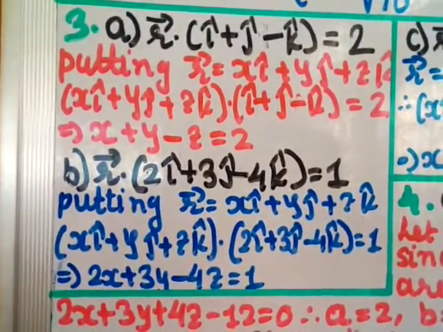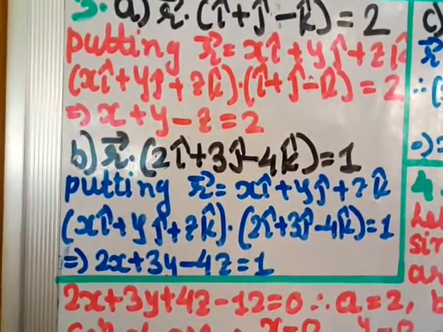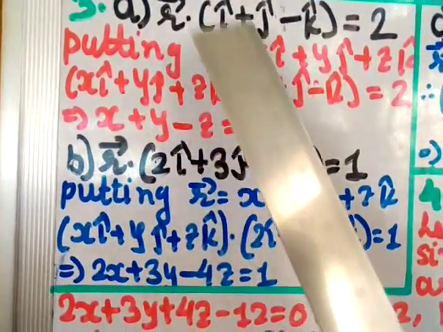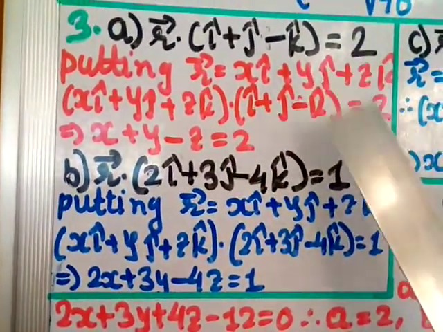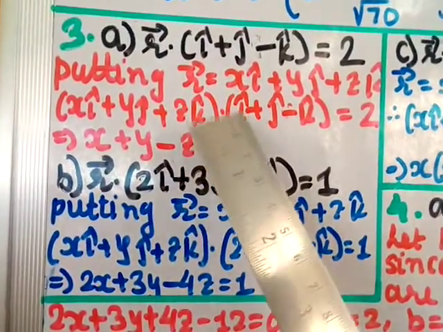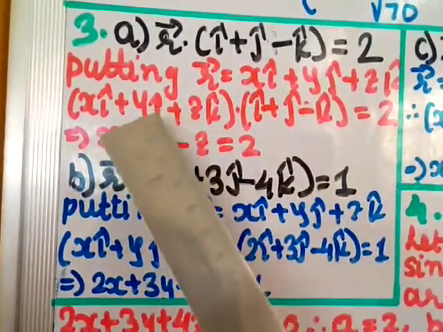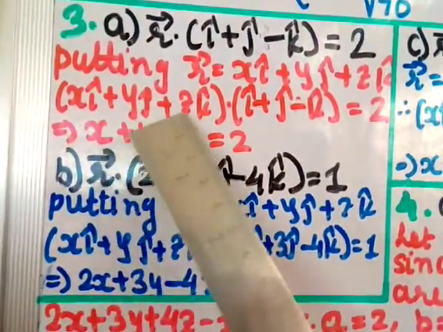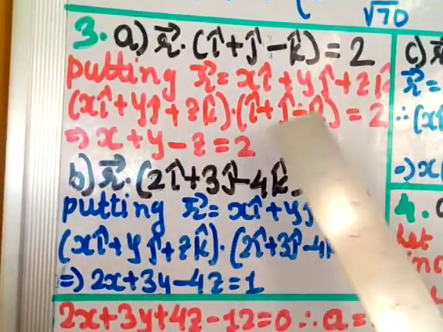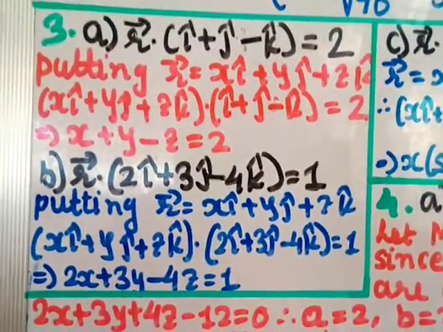Then the position vector of that point we take as x i cap plus y j cap plus z k cap, that is vector r. So we place the value of r here, so we get (x i cap plus y j cap plus z k cap) dot (i cap plus j cap minus k cap) equal to 2. Now you know how to do the dot product. It is x into i dot i is 1, so it is x, plus y j cap into j cap, j dot j is 1, that means y, plus z k cap minus k cap, so z into minus 1 is minus z, and k dot k is 1, equal to 2. So that is the required equation in Cartesian form.